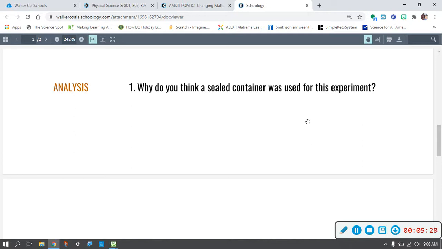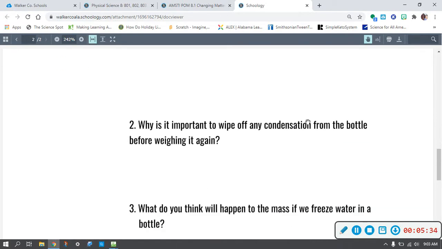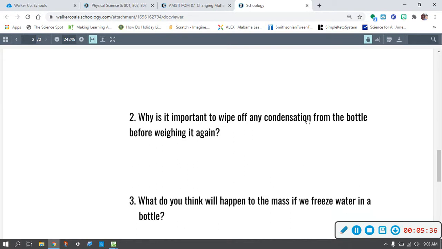Because if you have evaporation, what are you losing? Mass. You're losing mass, okay? So ice weighs more than, like, regular water? We're going to talk about it in just a minute.